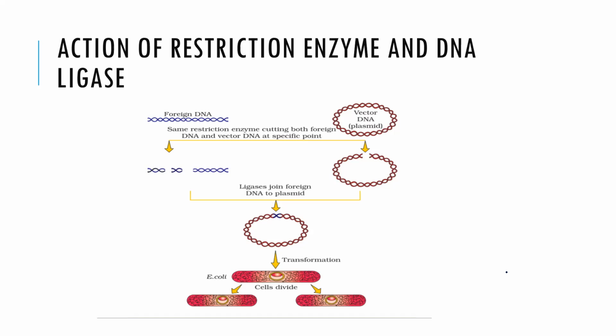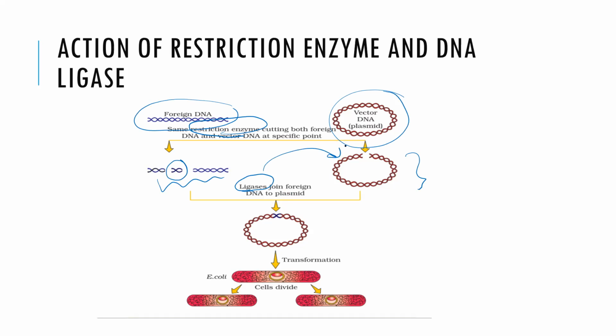Action of restriction enzyme and DNA ligase. So we have a foreign DNA here and we have a vector DNA, which is a plasmid. We use a restriction enzyme in this case. We actually produce cuts here, and there are 3 DNA fragments here, and here we have one DNA fragment. Now ligase is used to bind the DNA fragment into the cut plasmid. Then it is introduced into host cells, particularly E. coli, and then the cells divide.